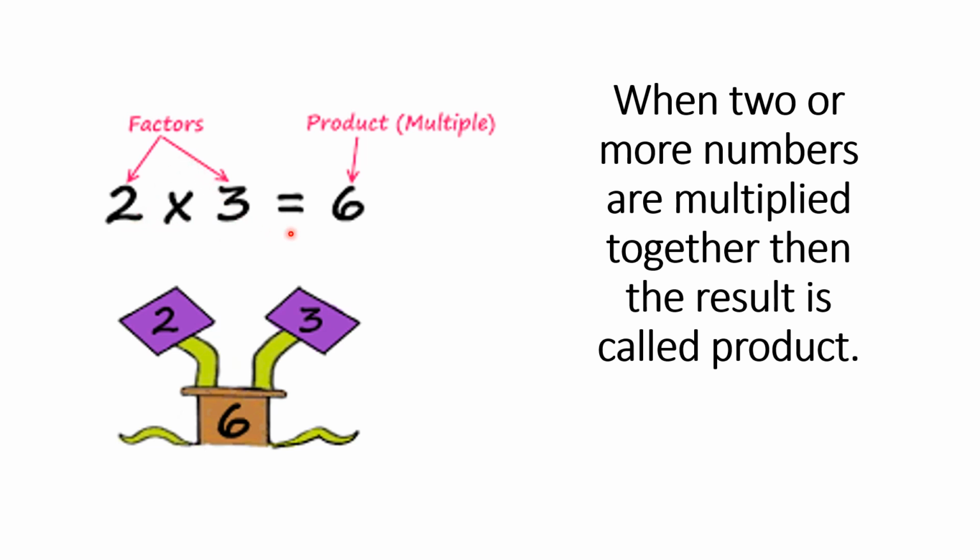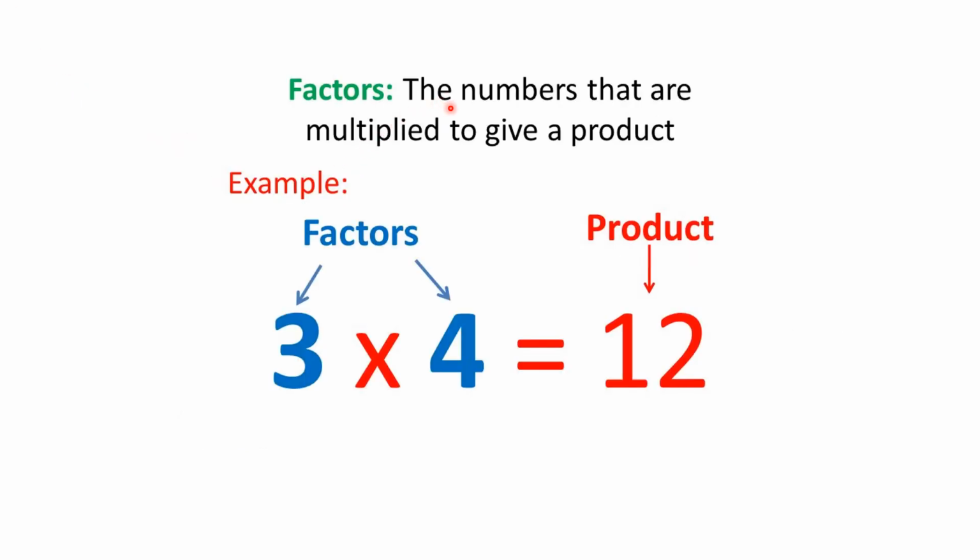Here 2 is a factor of 6 and 3 is also a factor of 6. It means we can say that the numbers that are multiplied to give a product are called factors, right? For example, 3 multiplied by 4 equals 12. 12 is the product and 3 and 4 are factors.